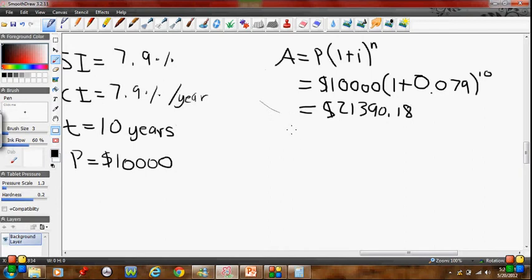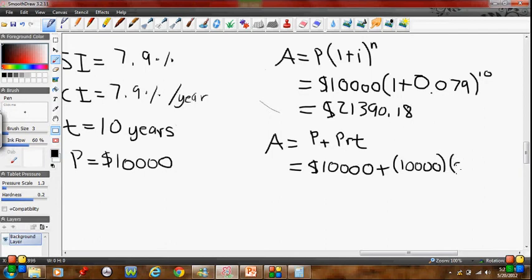Now let's look at it for a simple interest rate. The formula for simple interest, as covered in our previous video, was amount is equal to principal plus principal times rate times time. So if we plug in our values for that, we get principal is $10,000 plus 10,000 times 0.079, change that to decimals, multiplied by 10 years.